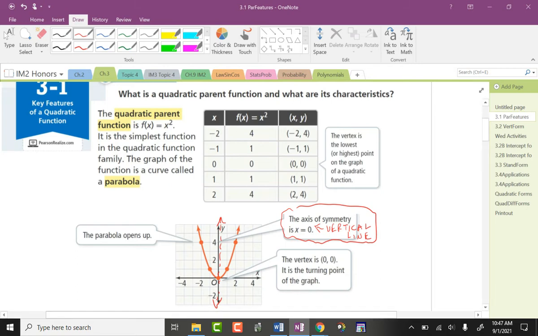Did everyone scan in, by the way? All right, good. Making sure we're doing that appropriately.